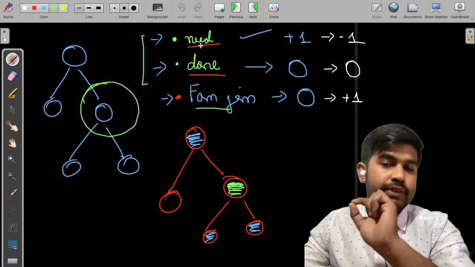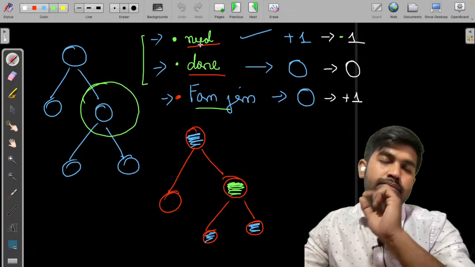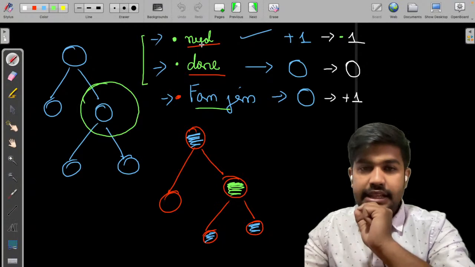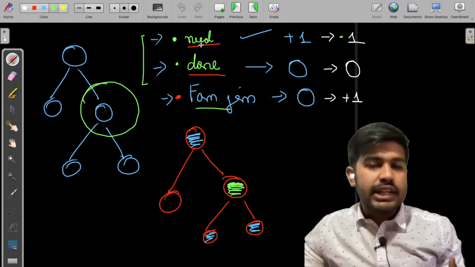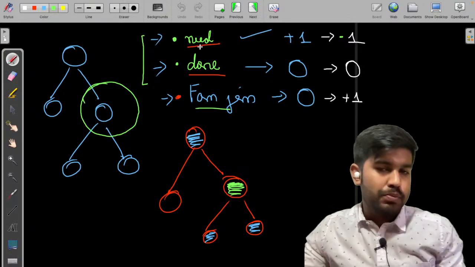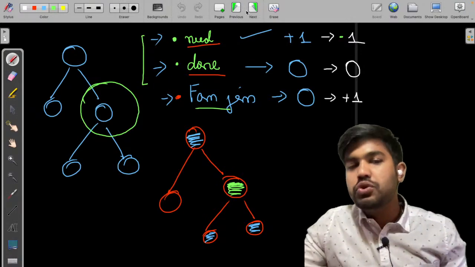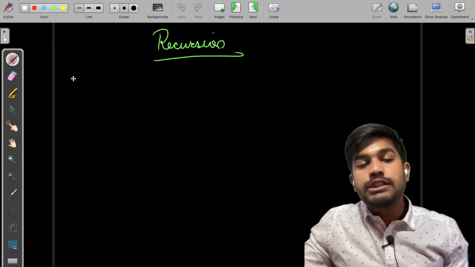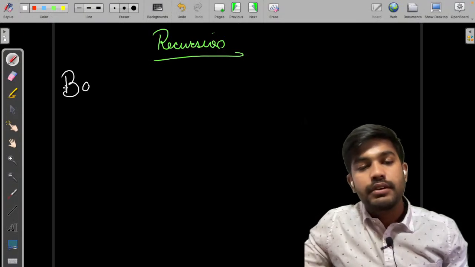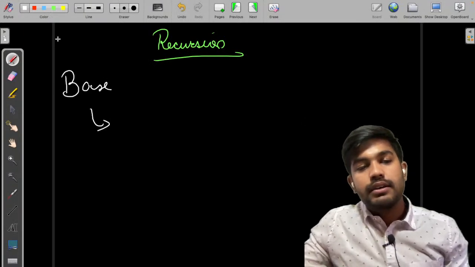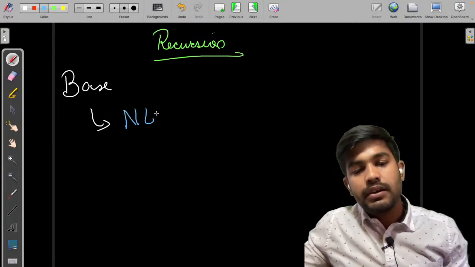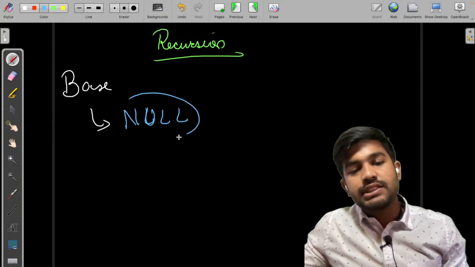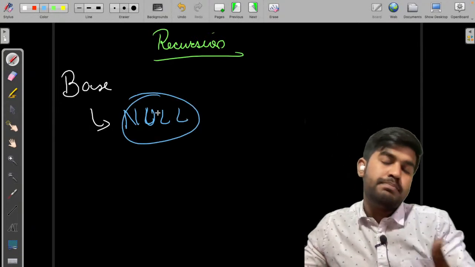But the most difficult case in recursion is calculating the base case. But if we are solving a tree problem, then most of the time it is not an issue. The base case is not an issue because the base case can always be considered in terms of what? Nothing but null. When the particular node is null, the famous base case.